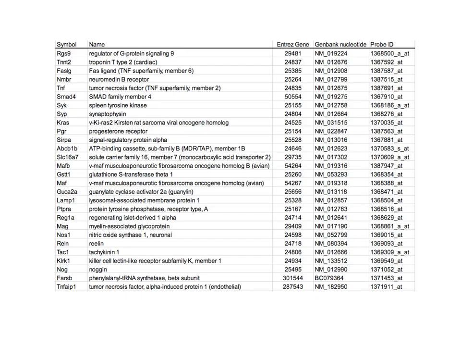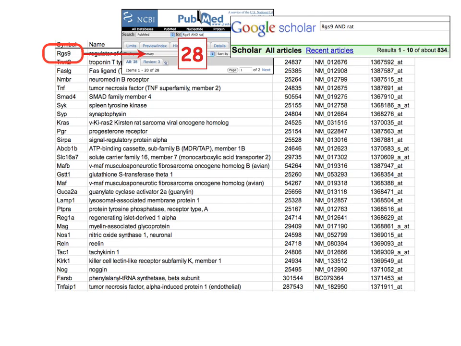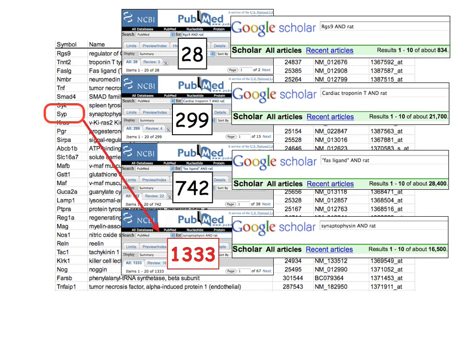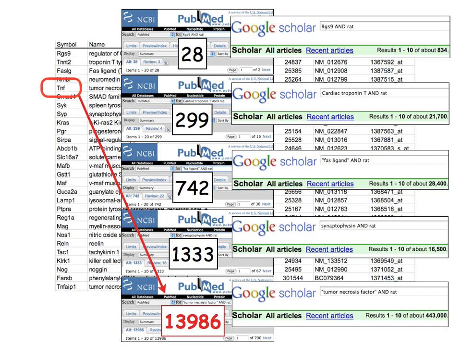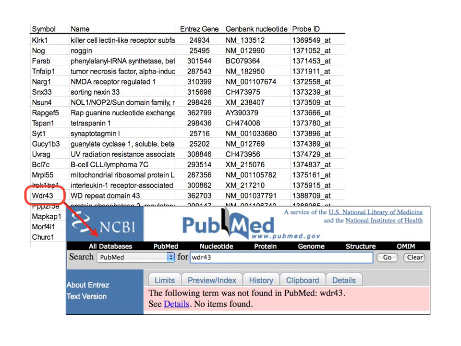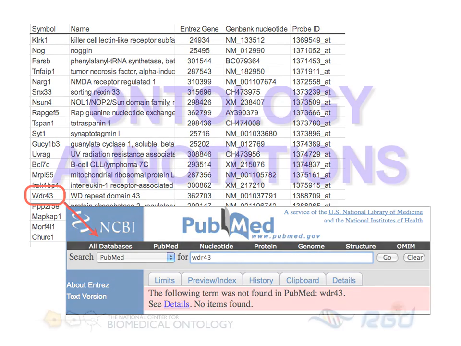You could go to the literature, search PubMed or Google Scholar, but for some genes you could easily come up with hundreds of papers that you would need to sift through to try and find the data that you need. And what about genes where no one has done any experimentation? Is there any way to find out what those genes might do?